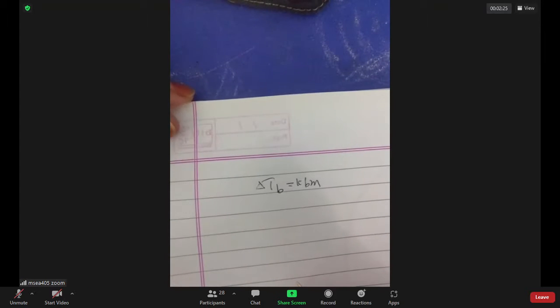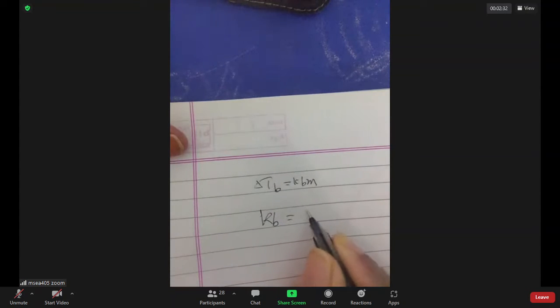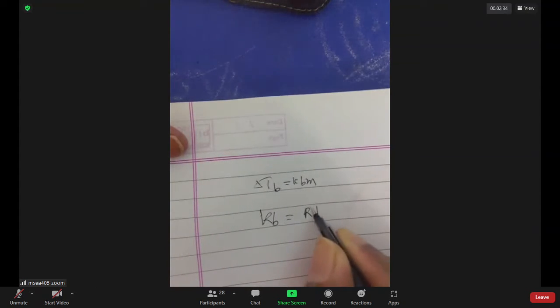So we just now said that delta Tb is equal to Kb into m. Is it visible, sir? Now it is clear, sir. And now we agreed upon that Kb is equal to what, sir? R T0 square by delta H vap.